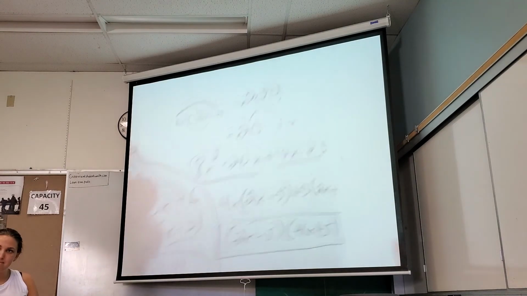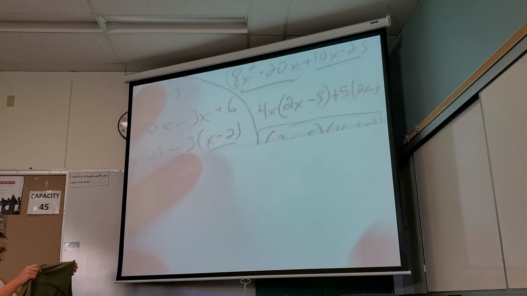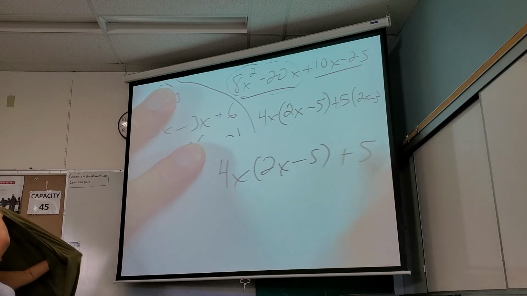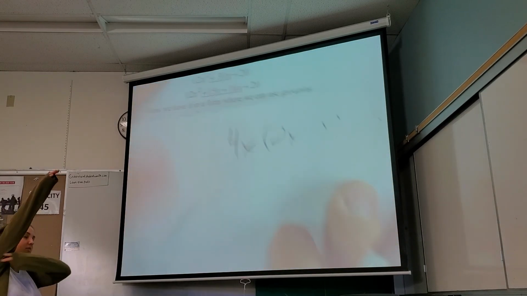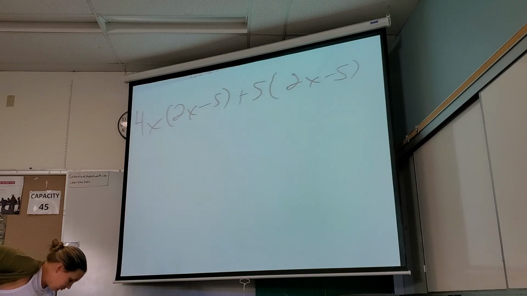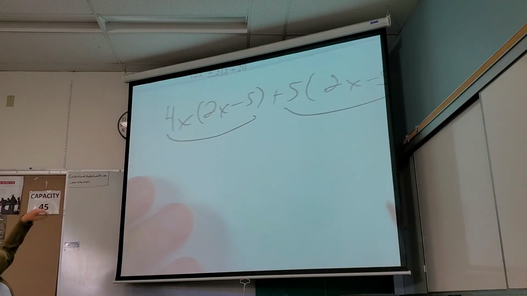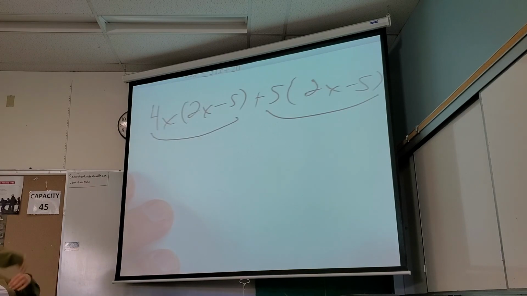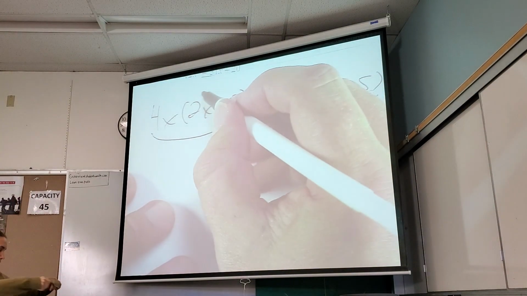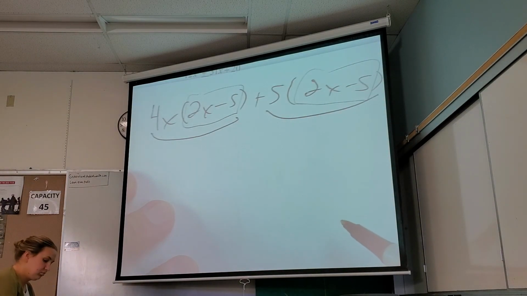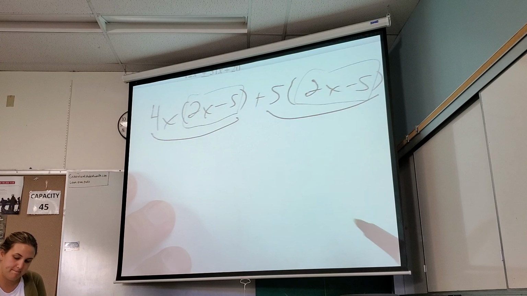Let me write that a little bigger. So we got to the point. There's a question about how to go from this last step. I kind of ran out of room, didn't give myself room. All right, so we got to that step. What is this and this? What do they have in common? They both have a 2x minus 5. You see that?